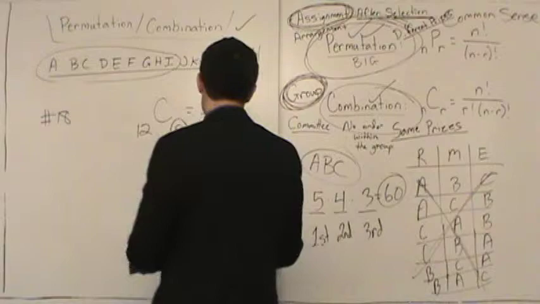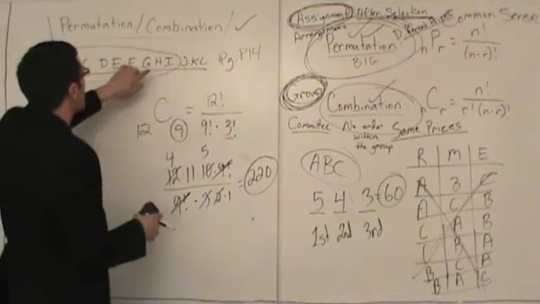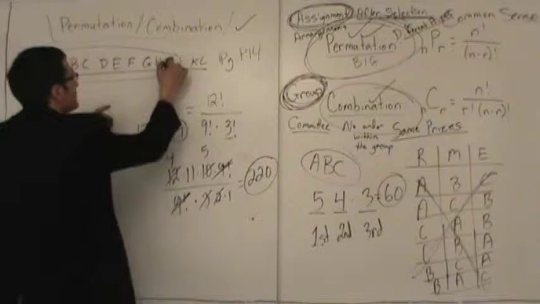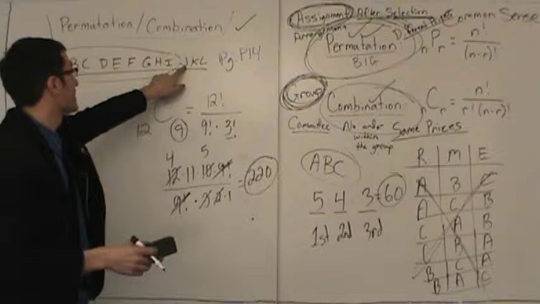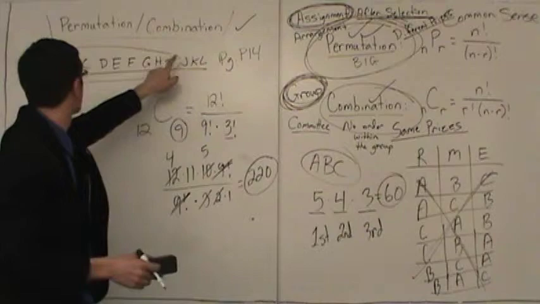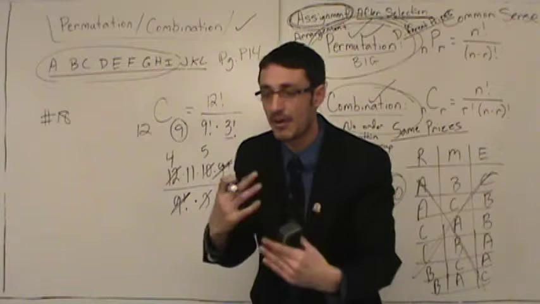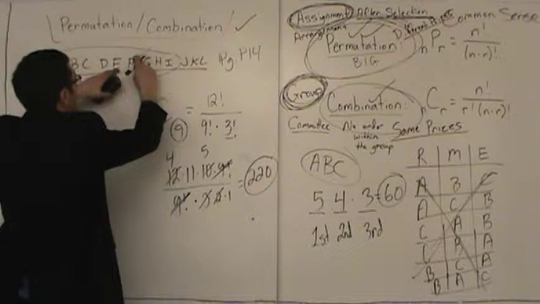Watch this. Let me give you an idea here. Could we take the book I out and replace it with J? Yes. Let me put it back. Could we take book H out and replace it with J? Yeah, that would be a different group. Could we take book G out and replace it with J? Yeah. Could we take F out and replace it with J? Yes. Could we take E out and replace it with J? Yeah. Every time we take one out and replace it with a different book, do we have a different outcome or a different group? Yes. Now my question is, could we take E out, replace it with J, take F out and replace it with K?